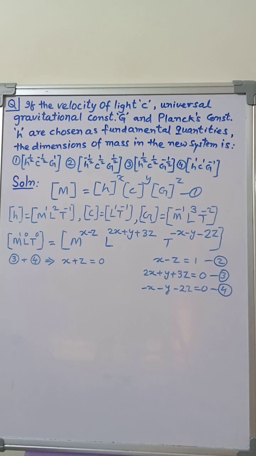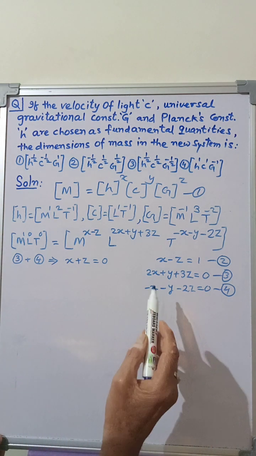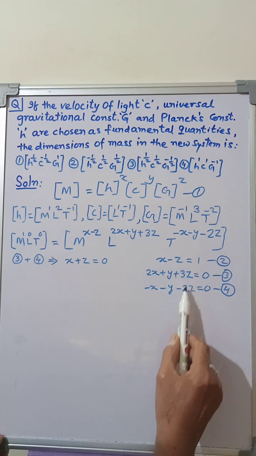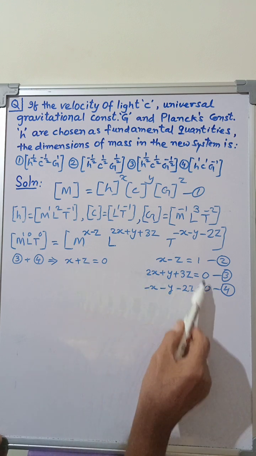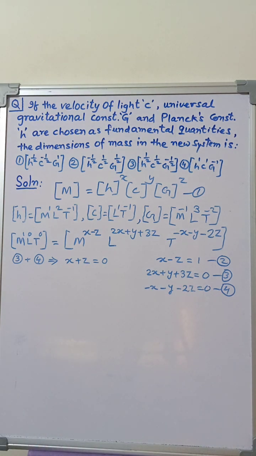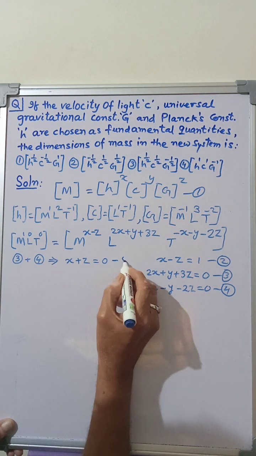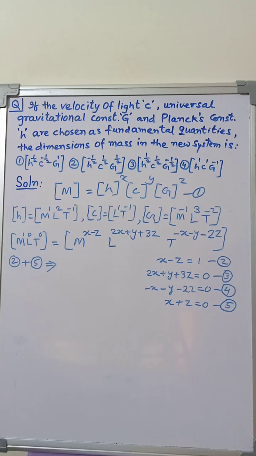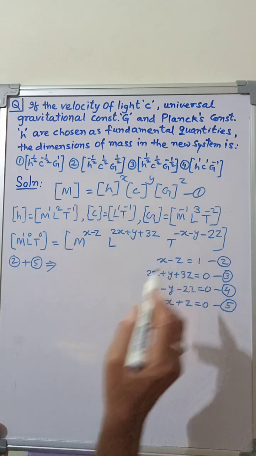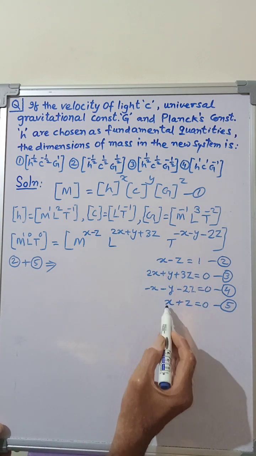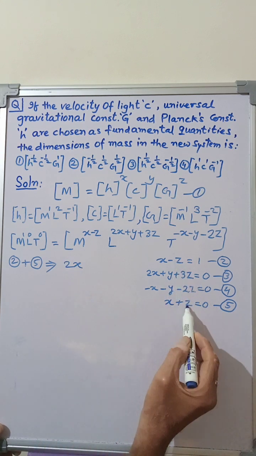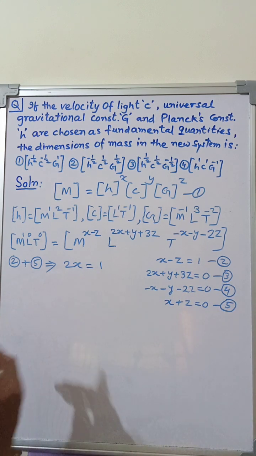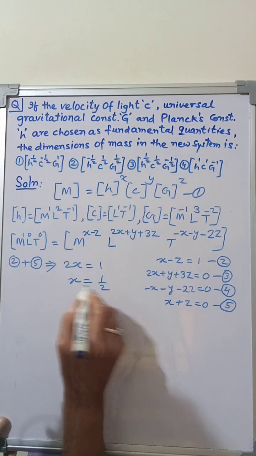Adding equations 3 and 4, we get 2x minus x is equal to x, y gets cancelled, 3z minus 2z is equal to z. So x plus z is equal to 0. Let us mark this as equation 5. Now equation 2 plus equation 5, adding them: x plus x is equal to 2x, minus z plus z is equal to 0, and RHS 1 plus 0 is equal to 1, which gives x is equal to 1 by 2.